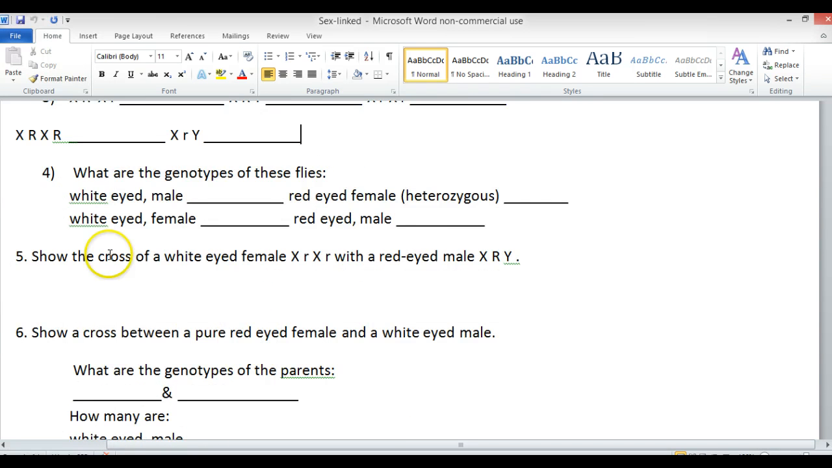Okay, we scroll on down, and it's wanting you to, oh, this should say phenotypes. I'm sorry, no, it says genotypes of these. So that is right. It says white-eyed male. Again, males are XY, and white was the recessive trait, so it's going to be a little r.